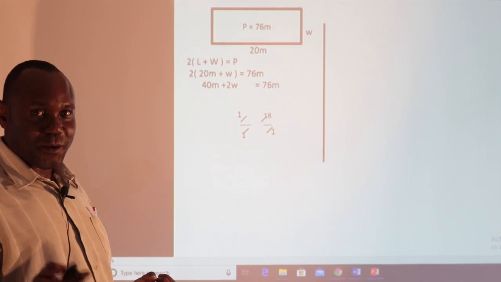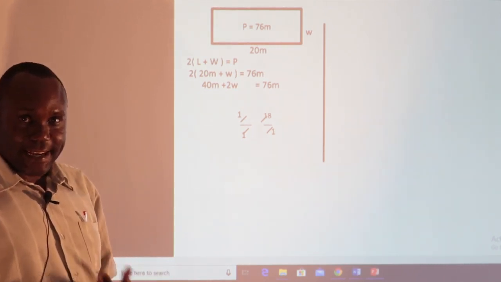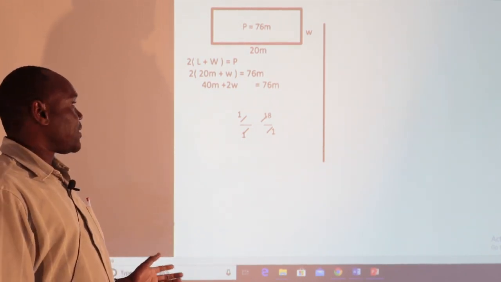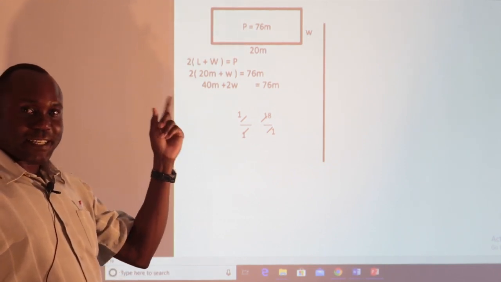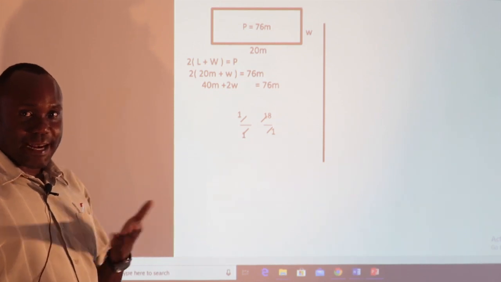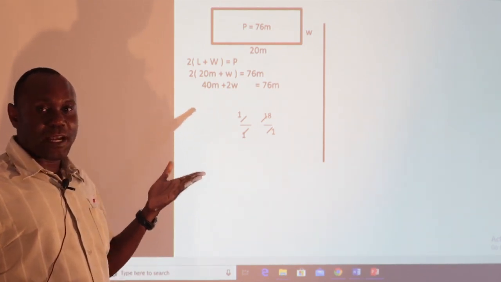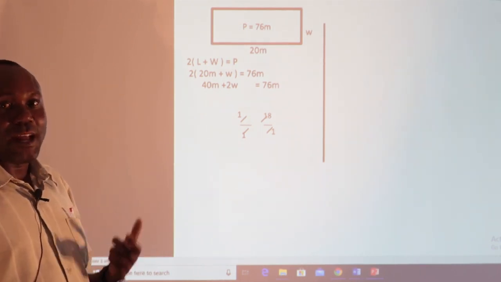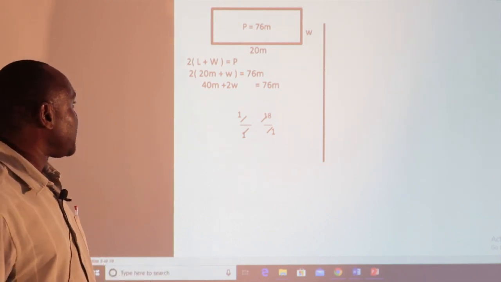Yes, you remember. The next step is to collect like terms. Those ones which are alike, we put them together. So we have 40m and then we have 76m on the other side. So those ones are what we call the like terms. But the 40m and the 2w, they are what we call unlike terms. Remember, unlike terms cannot be put together, cannot be subtracted.